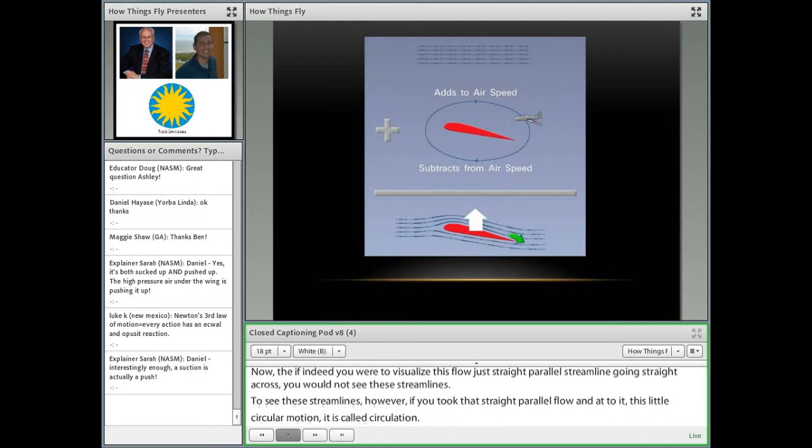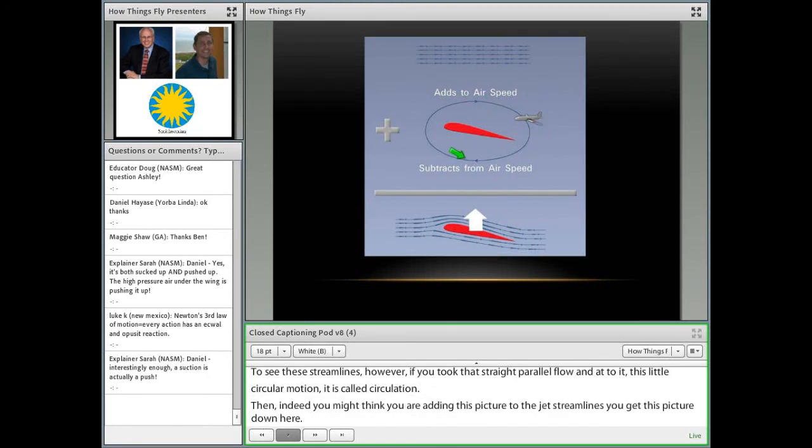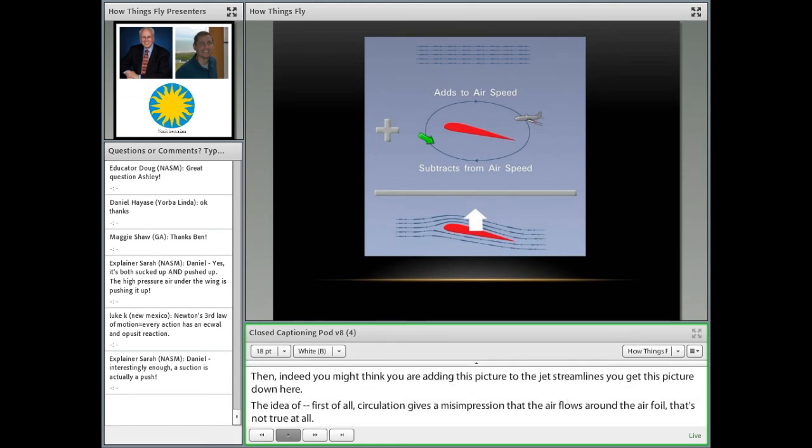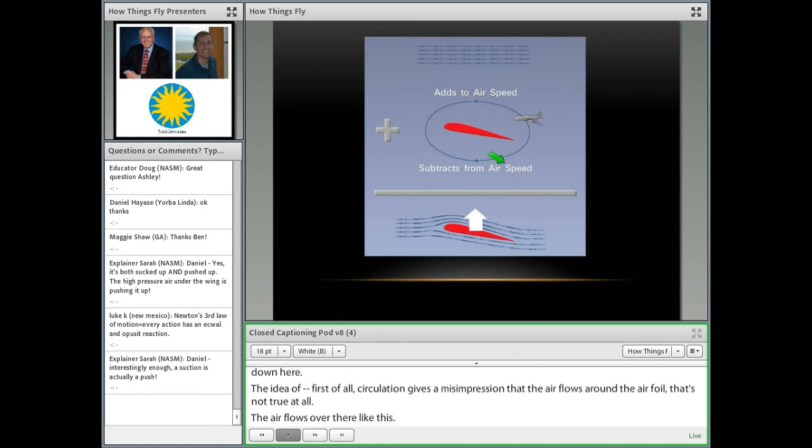and you do, qualitatively. The idea of circulation gives the misimpression that the airflow flows around the airfoil. That's not true at all. There is no airflow around the airfoil like this. The airflow flows over the airfoil like this. But there is a mathematical definition that is called circulation, and I don't think it is worthwhile for us to get into this mathematical definition.